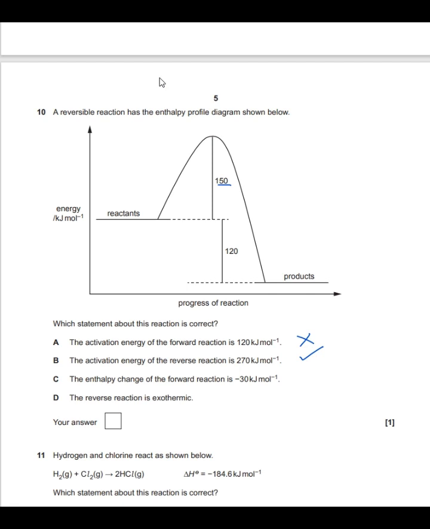Question C, the enthalpy change of the forward reaction is -30. Enthalpy change is from the reactants to the products, which has an answer of 120. So this one is incorrect. And the reverse reaction is exothermic. So we can see the forward reaction is losing energy to the surroundings because the energy of the products is less. So the forward is exothermic. Therefore, the reverse has to be endothermic. So this one is also incorrect, leaving B as our correct answer.